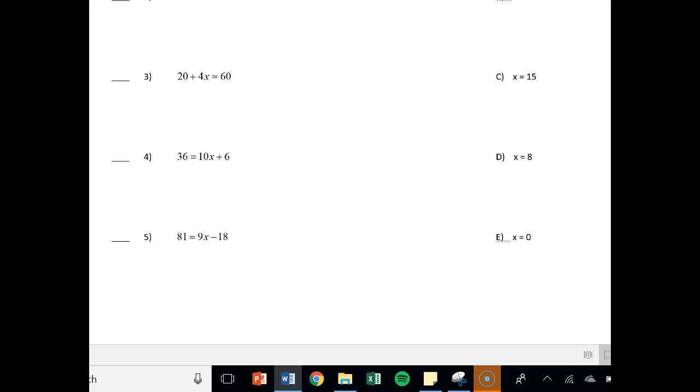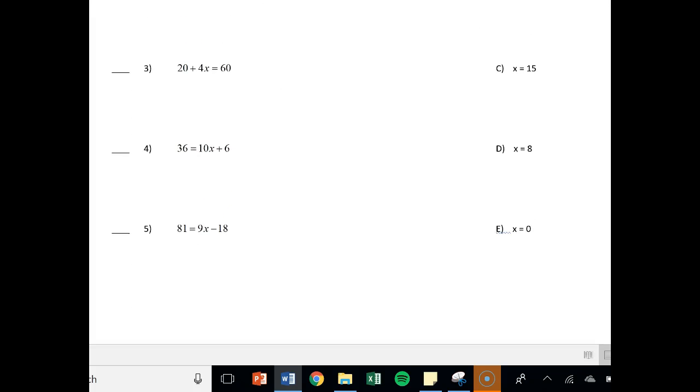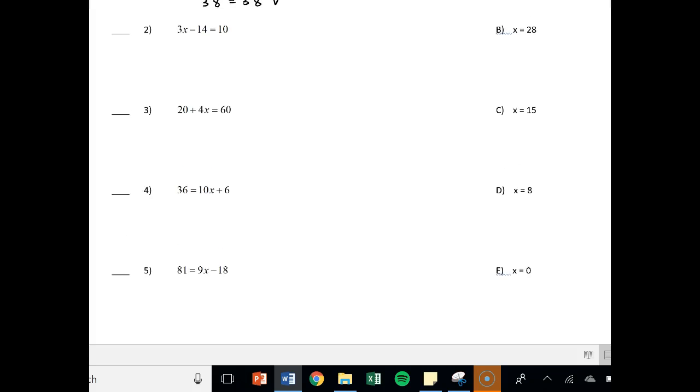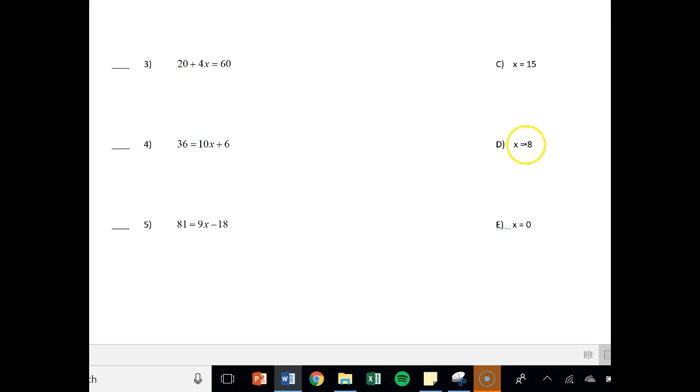Let's try a different one. Let's try a problem like number 5. 81 equals 9x minus 18. So 9 times some number minus 18 equals 81. I don't know. Let's just try one. Let's plug in 8, right? So 81 equals 9 times 8 minus 18. 81 equals 9 times 8 is 72 minus 18. 81 equals 72 minus 18 is 54. 81 does not equal 54.